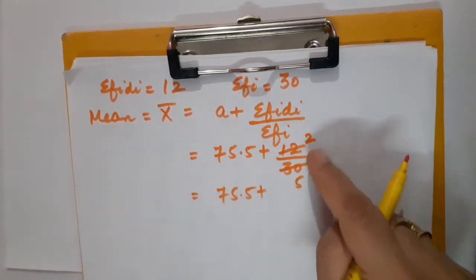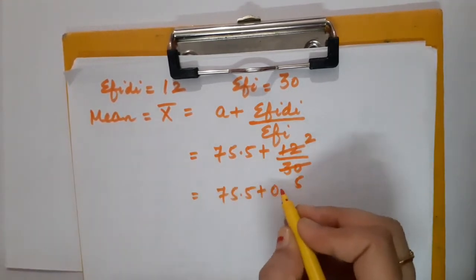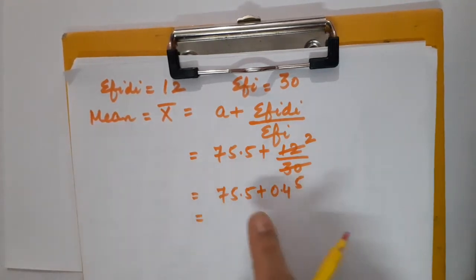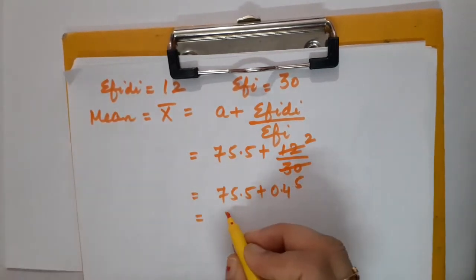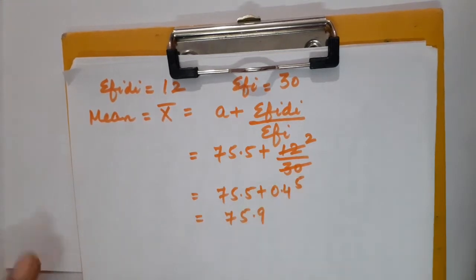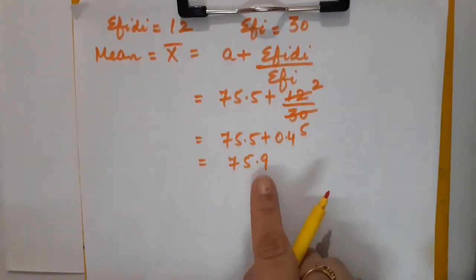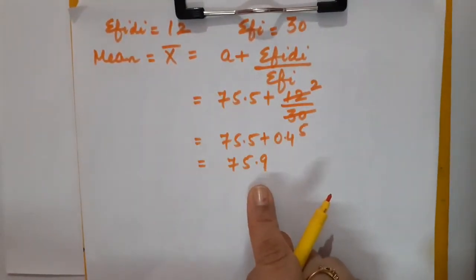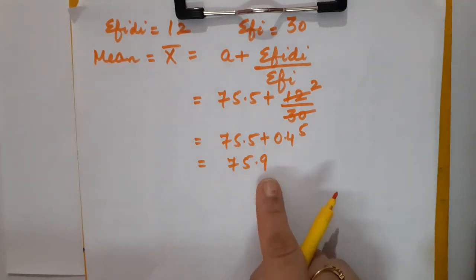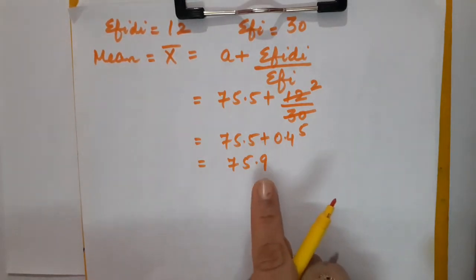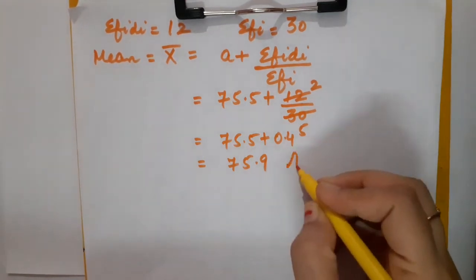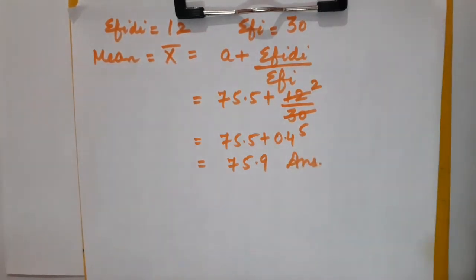So children, I have got 75.5 plus, when I divided 2 by 5, I got 0.4. So let us add both of them. So after adding, I have got 75.9. So children, this is the average, or you can say the mean heartbeat per minute for these 30 women. Correct? So this is our answer.